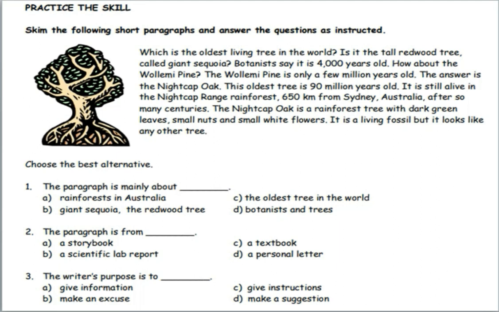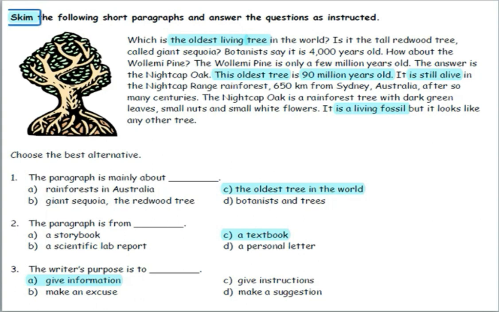But you know that instead of closely reading every word, you need to read the first sentence, the last sentence, and some of the keywords in the text very quickly. Now let's see the answers. Okay, the first one is the paragraph is mainly about the oldest tree in the world. And if you look at the phrase, the oldest tree part, it is repeated. And the paragraph is from a textbook. We can clearly understand this because it gives information about this old tree.